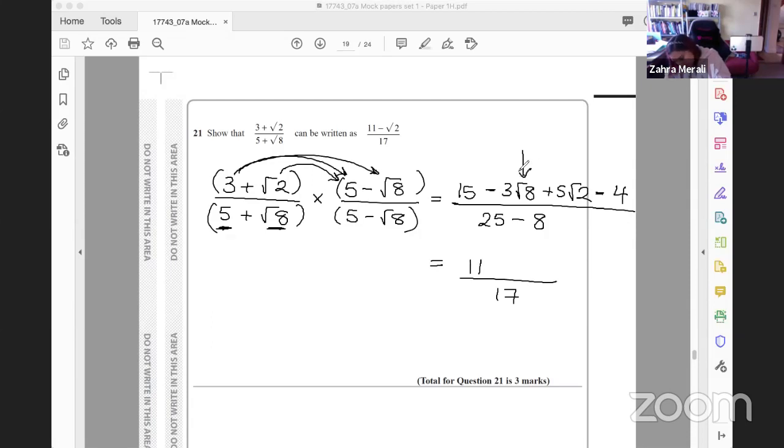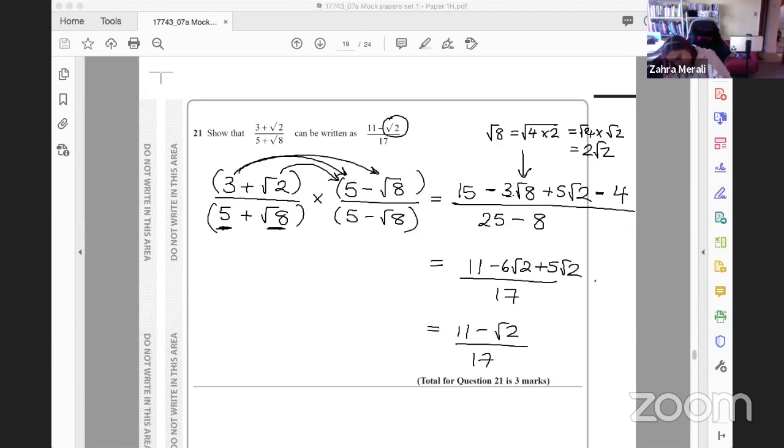But we want to write this in terms of root 2. So remember, root 8 is the same as root 4 times 2. So root 4 times root 2, so 2 root 2. So we're going to have minus 3 times 2 to give you 6 lots of root 2, plus 5 lots of root 2, and then you've got your answer. And I like these because they always tell you what you should get.